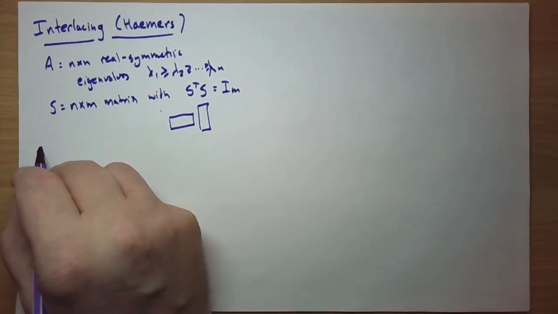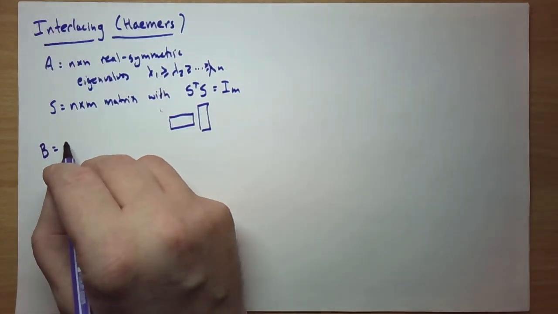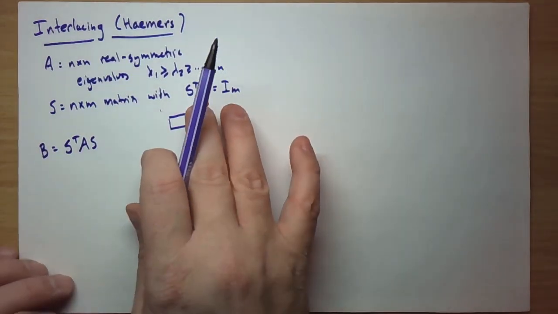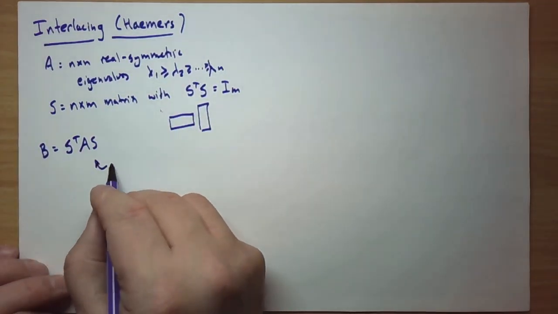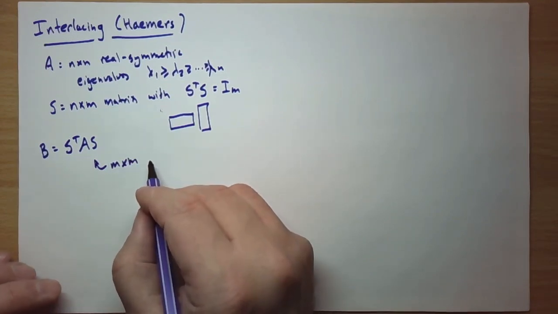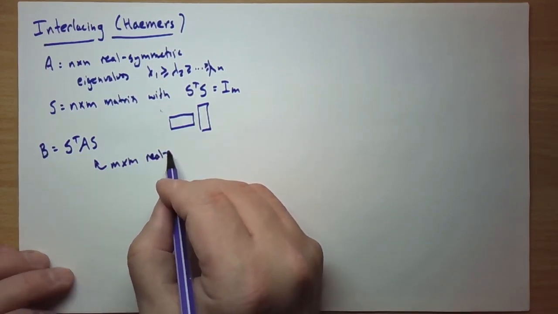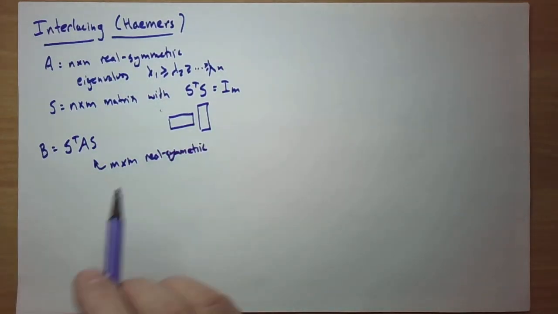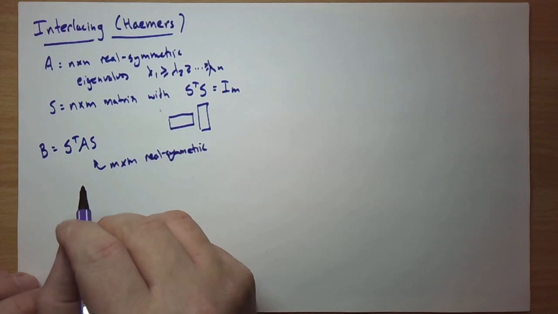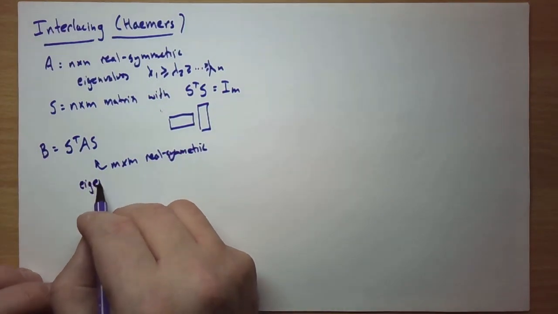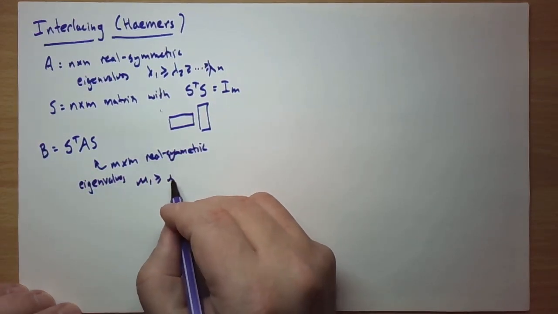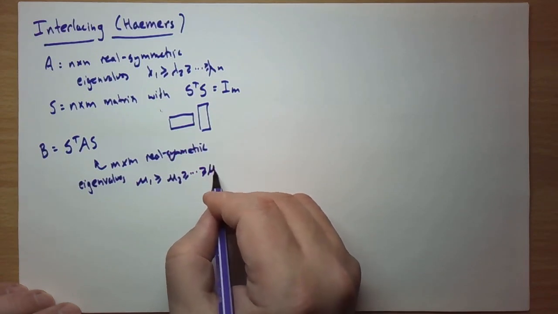So in our particular case, we're going to look at B, which is S transpose A S. And now when we look at our sizes, this is going to be an m by m matrix, and it's real symmetric since A is real symmetric, and we'll assume S is real. And this has eigenvalues mu 1 greater than or equal to mu 2 all the way down to mu m.